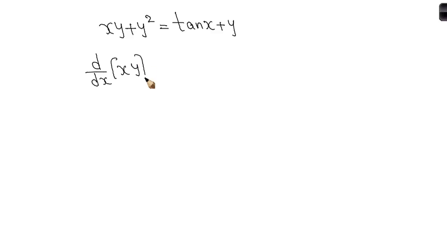Let me solve another example. Take a function xy plus y square is equal to tan x plus y. So differentiating with respect to x on both sides, d by dx of xy plus d by dx of y square is equal to d by dx of tan x plus d by dx of y.